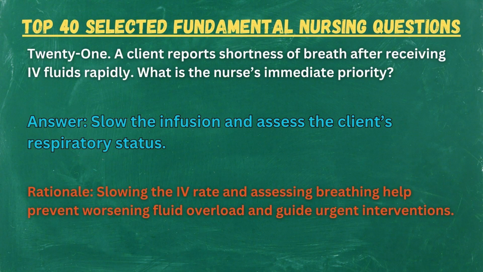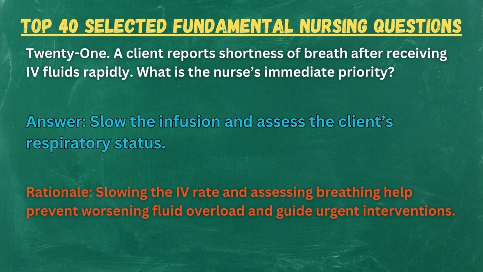21. A client reports shortness of breath after receiving IV fluids rapidly. What is the nurse's immediate priority? Answer: Slow the infusion and assess the client's respiratory status. Rationale: Slowing the IV rate and assessing breathing help prevent worsening fluid overload and guide urgent interventions.